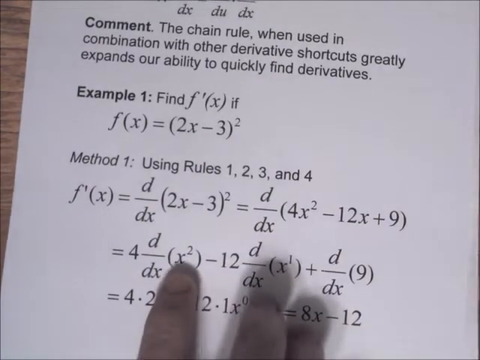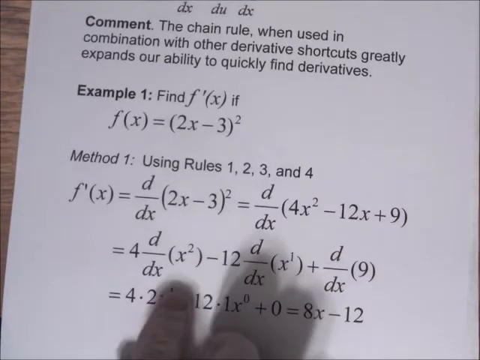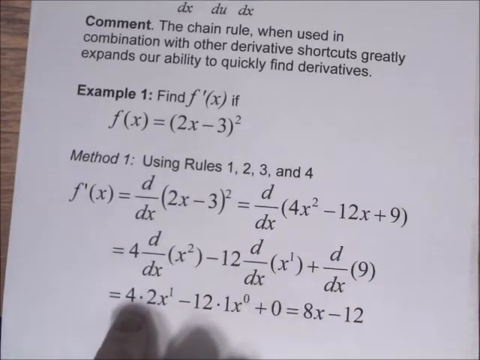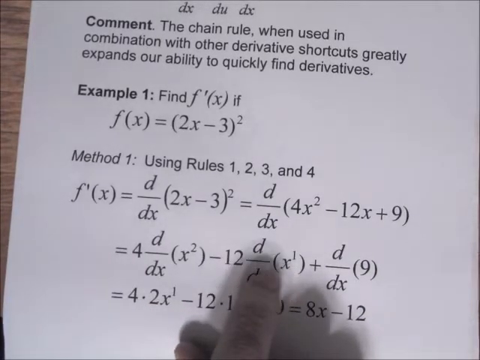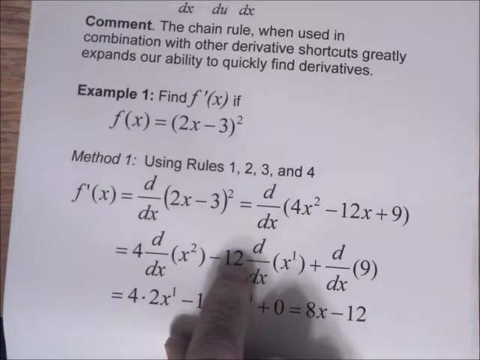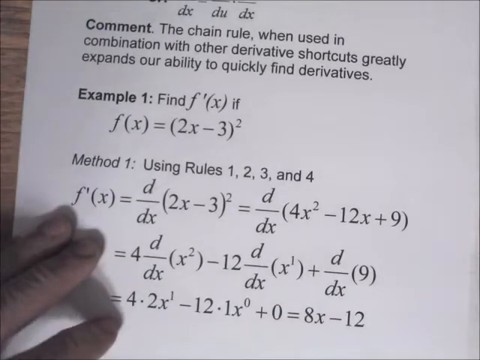And then take the derivative of each term separately. The derivative of x squared is 2x, so you have 4 times 2x. The derivative of x is 1, times x to the 0, or just 1. So you have minus 12 times x to the 0. The derivative of a constant is 0. So 4 times 2 is 8, and you have 8x minus 12 for the answer.